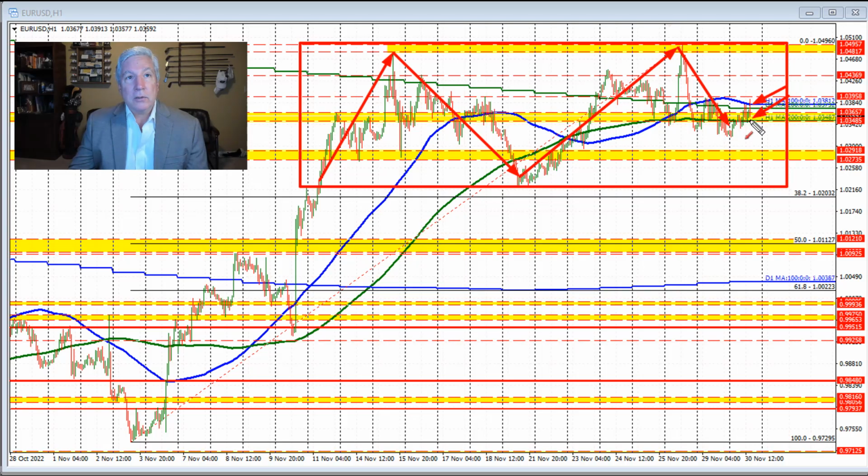We have the 100 and 200 hour moving averages in play, and for most of the trading day after we move back into that, at least in the London session here, we've seen the price trade in between the 100 hour moving average at 1.0381 and the 200 hour moving average below at 1.03487. That's the blue line, the green line right here.